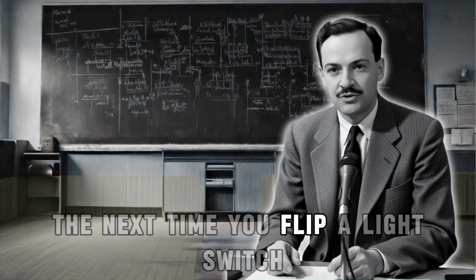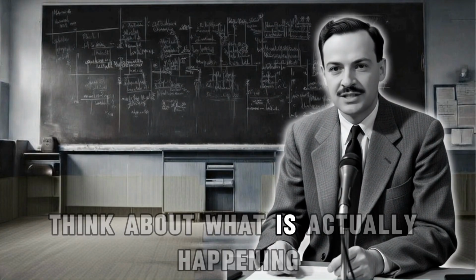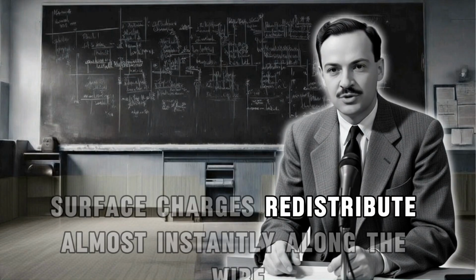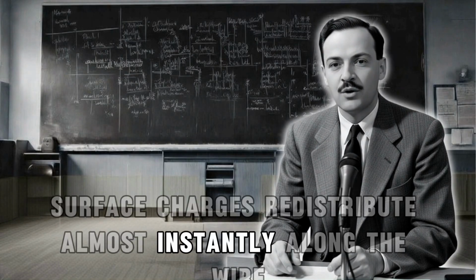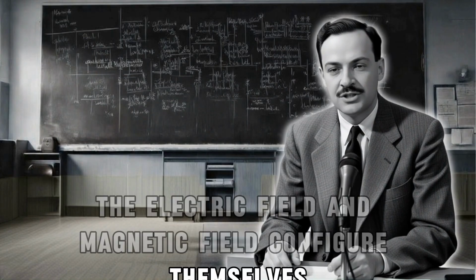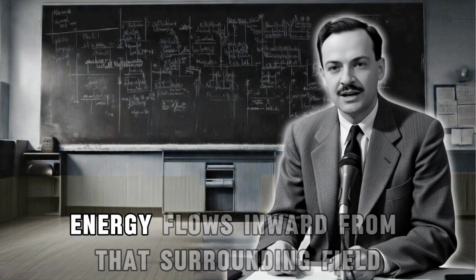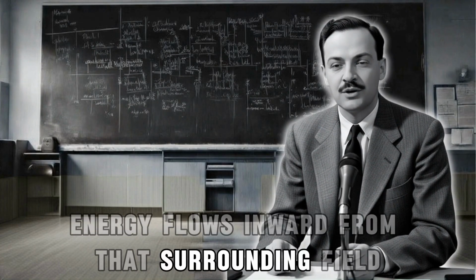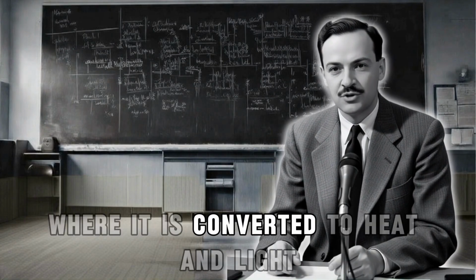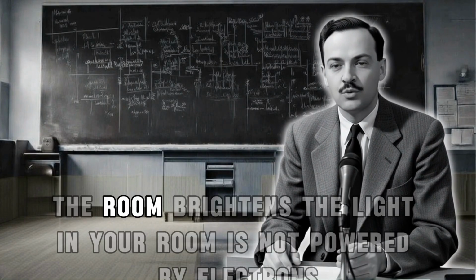The next time you flip a light switch, think about what is actually happening. The circuit closes. Surface charges redistribute almost instantly along the wire. The electric field and magnetic field configure themselves in the surrounding space. Energy flows inward from that surrounding field, converging from every direction into the filament, where it is converted to heat and light. The room brightens.